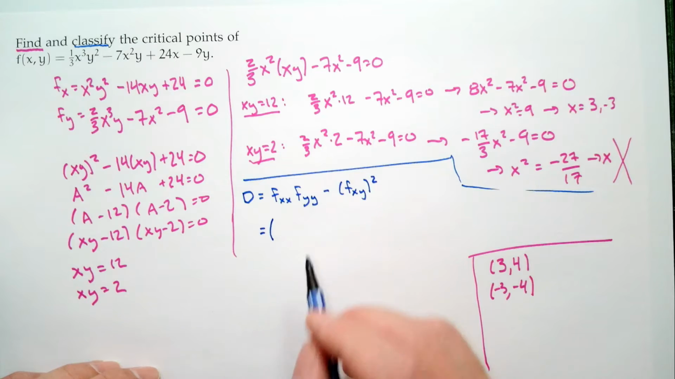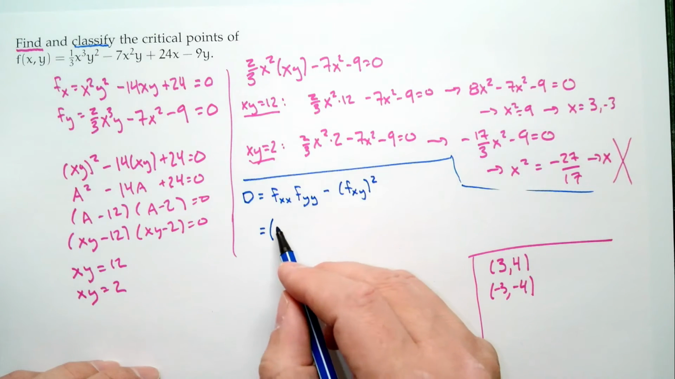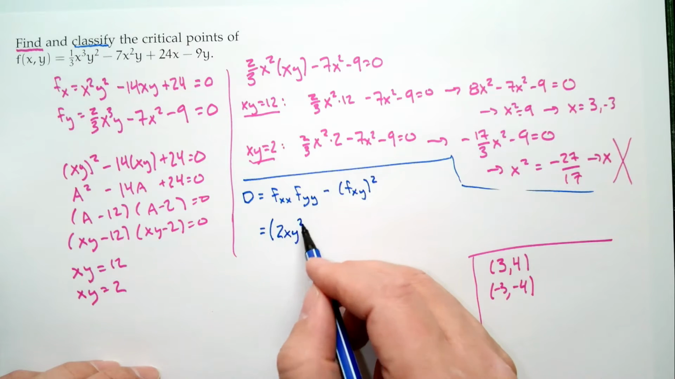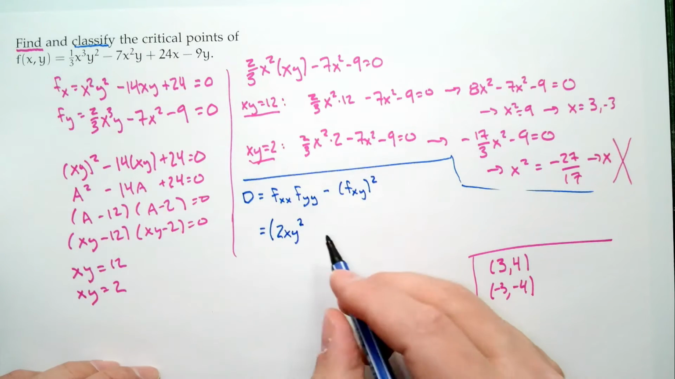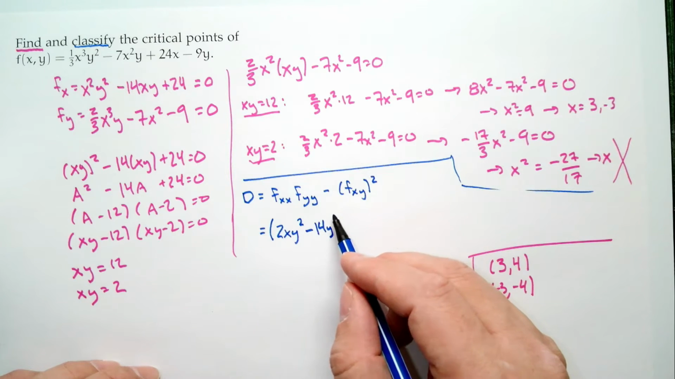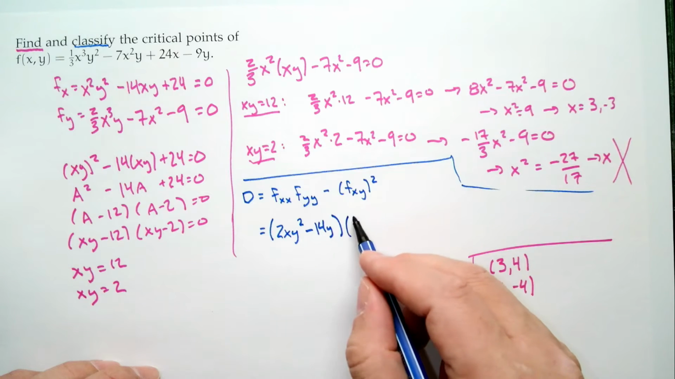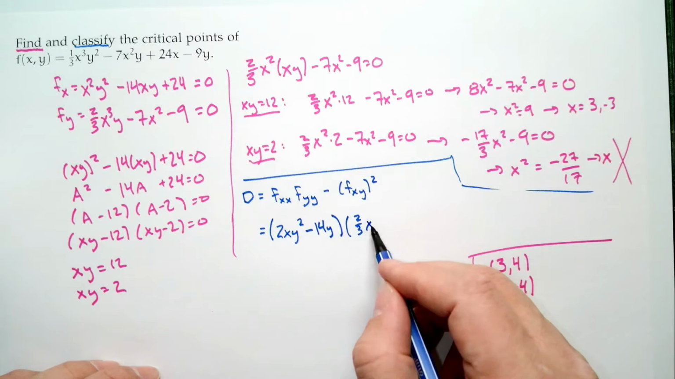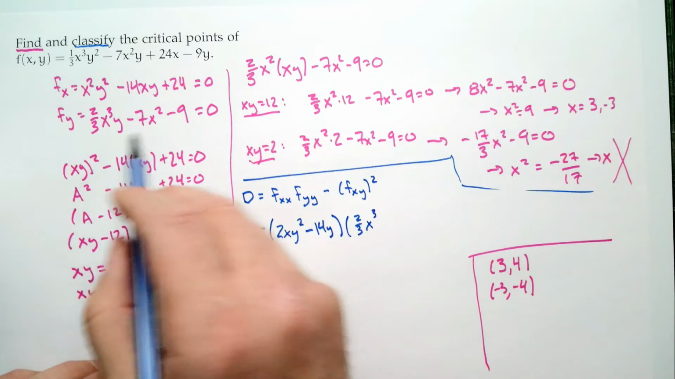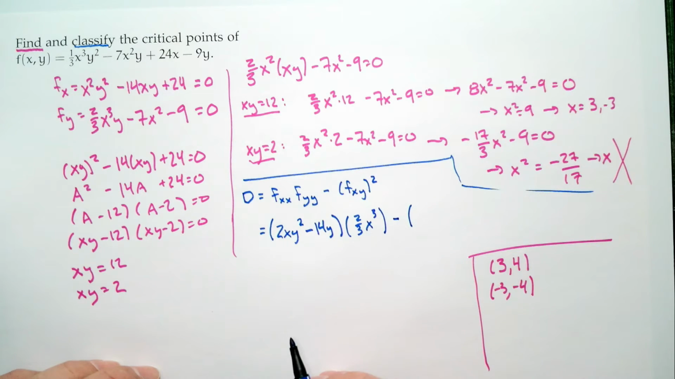Okay, so fxx. So we go through, that'd be 2xy squared minus 14y, and then fyy would be 2/3 x cubed, and that's the only y. So that's good. Subtract fxy.